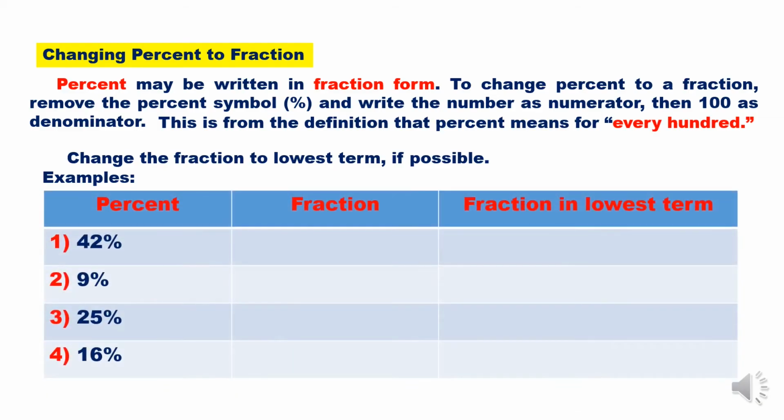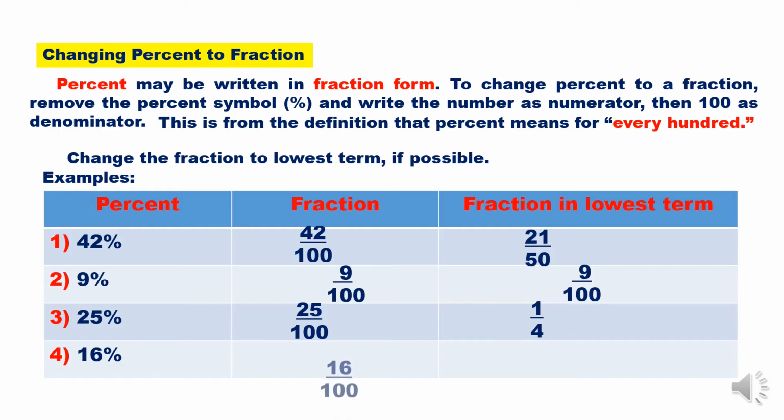Examples: 42% in fraction form, that is 42 hundredths, and the lowest term is 21 over 50. 9%, 9 hundredths in fraction, and the lowest term is 9 hundredths also. 25%, 25 hundredths, and the lowest term is 1/4. 16%, 16 hundredths in fraction form, and the lowest term is 4 over 25.